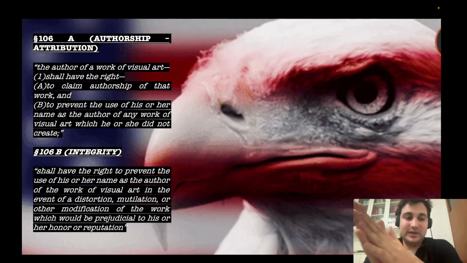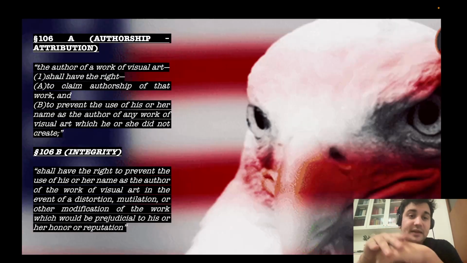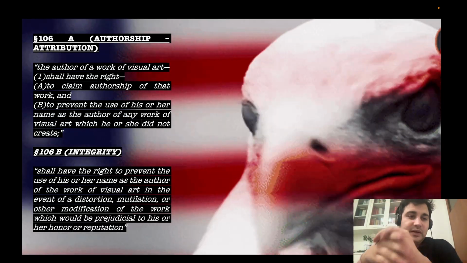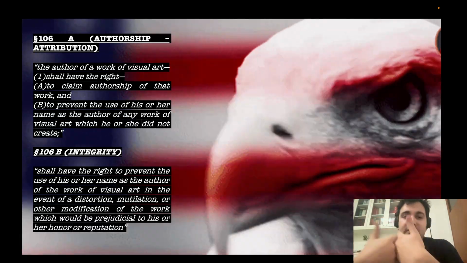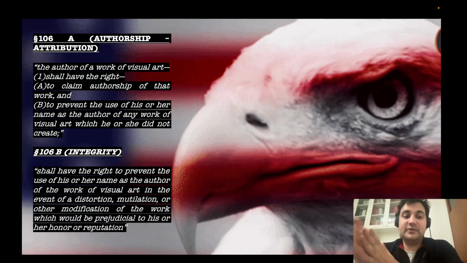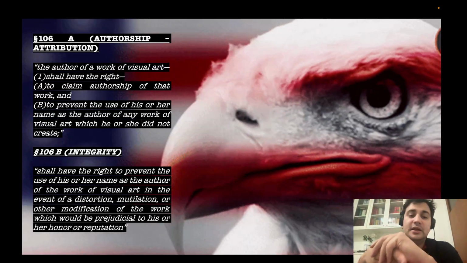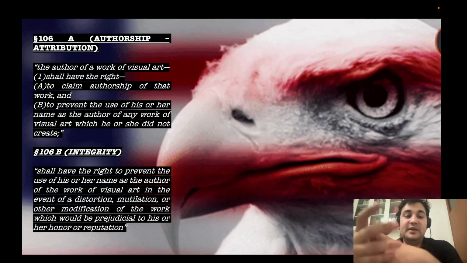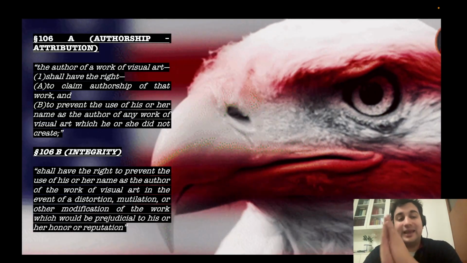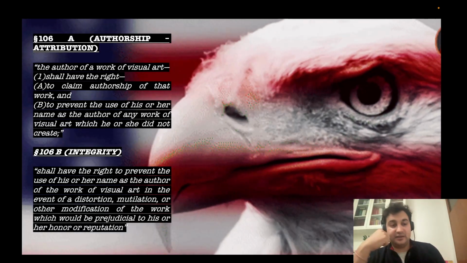So we will have two of them under section 106. A, that is authorship, called attribution, in which the author of a work of visual art shall have the right to claim authorship for the work and to prevent the use of his name as the author of any work of visual art which he did not create. So we have in 106A the positive part, and in B instead the negative part.